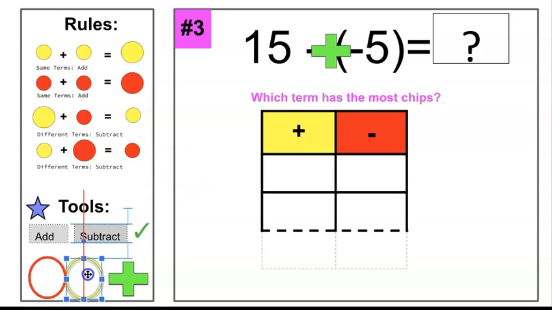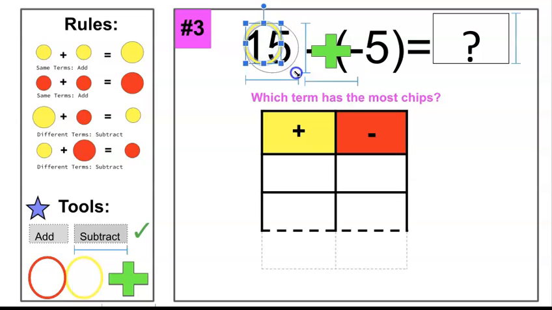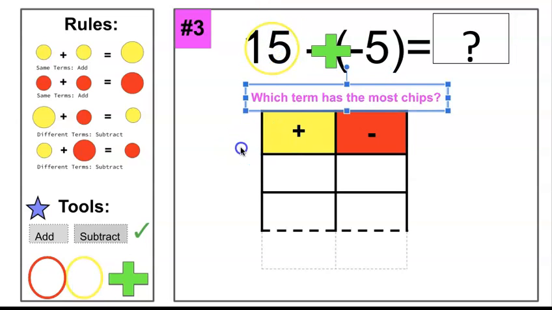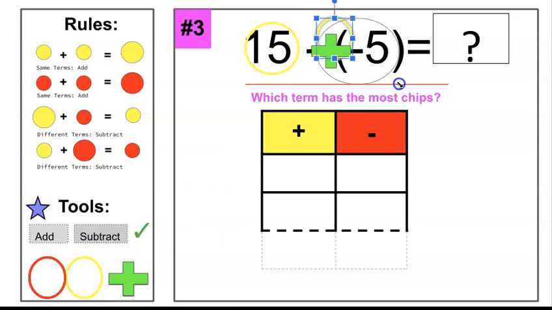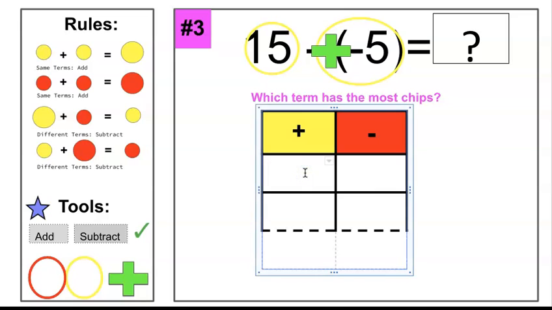So we're going to go ahead and get that positive 15 and circle it in yellow. And we're going to go ahead and grab another yellow to circle positive 5. Okay. Now that we have our integers identified as being positive and in yellow, we're going to put them in the table where they belong. We have positive 15 and we have positive 5.